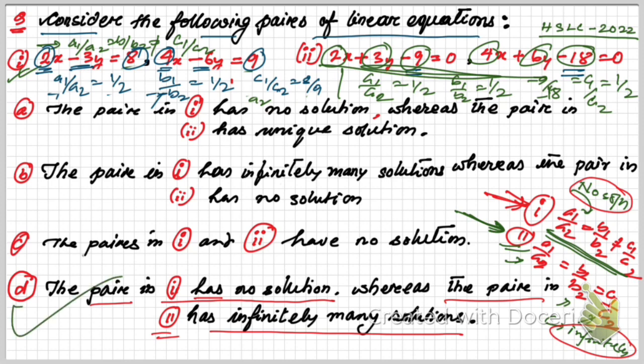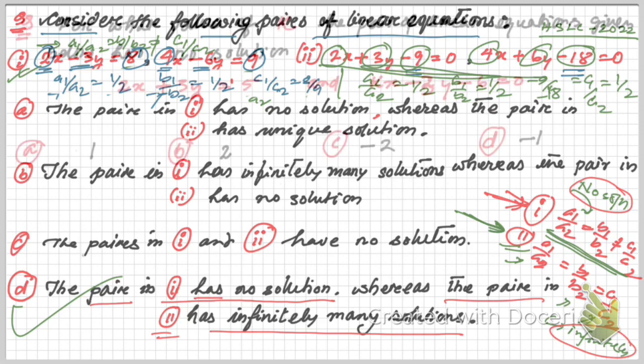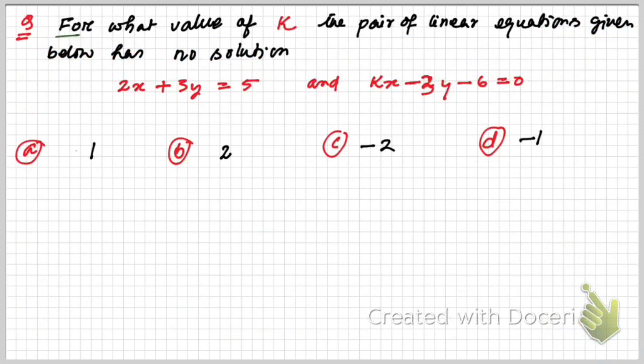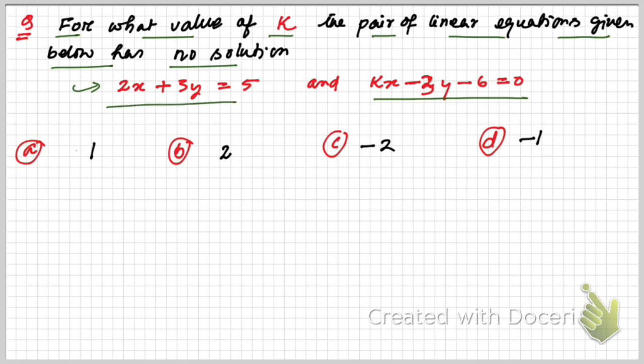So hope you have understood this. That's how we can solve these kinds of problems. Okay, let me give you a few more examples. So this is another question. For what value of k does the pair of linear equations given below have no solution? This is the pair of linear equations given here. So we need to find the value of this k, right?